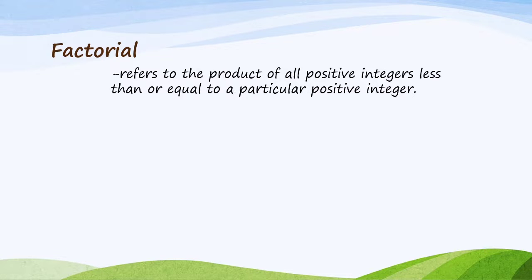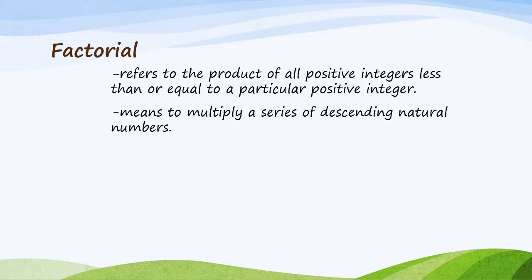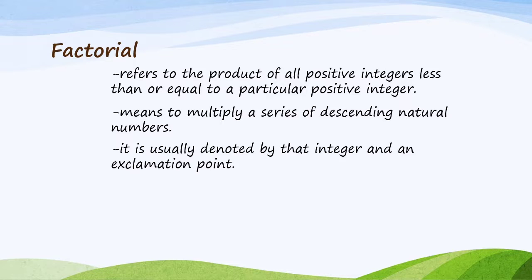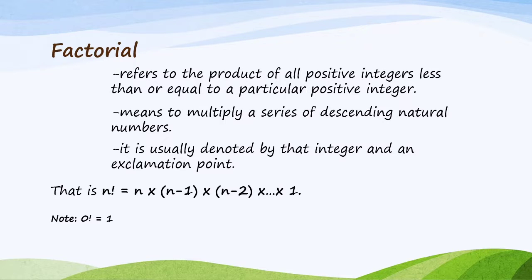When we say factorial, it refers to the product of all positive integers less than or equal to a particular positive integer. It also means to multiply a series of descending natural numbers. And it is usually denoted by that integer and an exclamation point. That is, n factorial is equal to n times the quantity of n minus 1 times the quantity of n minus 2 up to 1. Take note that 0 factorial is equal to 1.